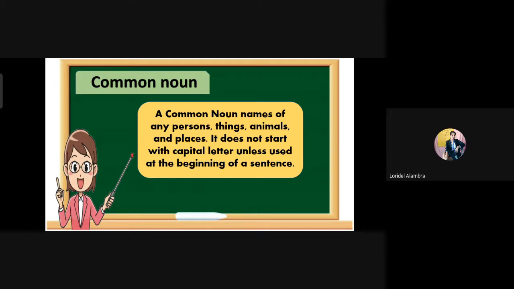So, a common noun names any person, thing, animal, and place. It does not start with a capital letter unless used at the beginning of a sentence. So, I have here different examples of nouns.